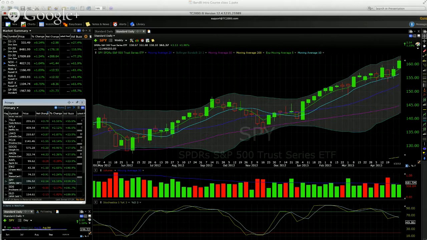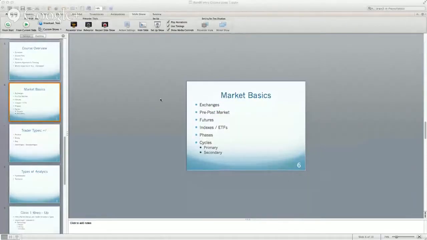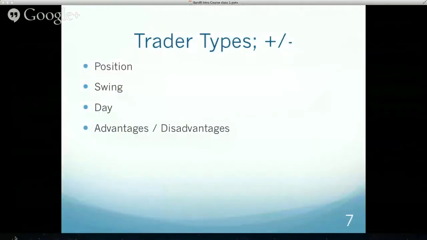All right, we'll move away from the SPY there. Make sure we covered everything in our slide there, which we did, and move on to trader types. There's three basic types of traders in the market. As you see on the slide, there's position traders, swing traders, and day traders. And we'll talk about each one of those as well as the advantages and disadvantages of each. And also we'll talk about types of analysis after that.